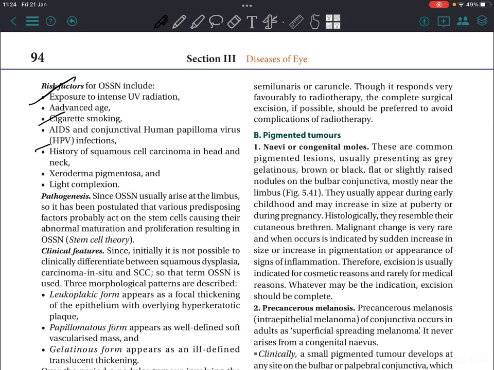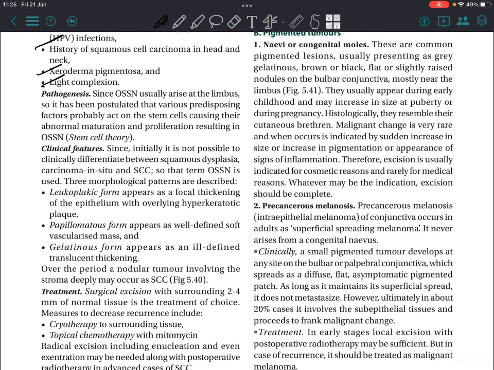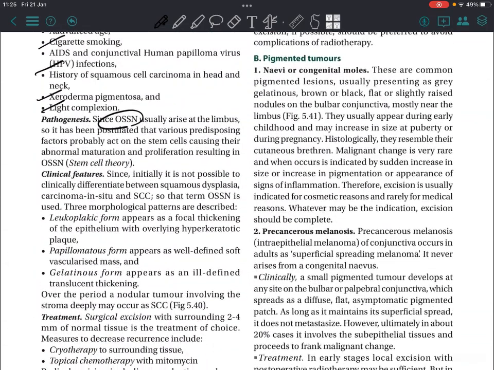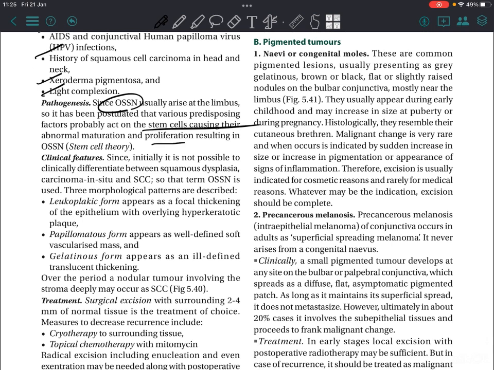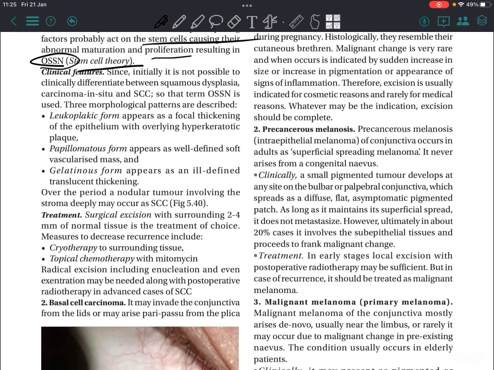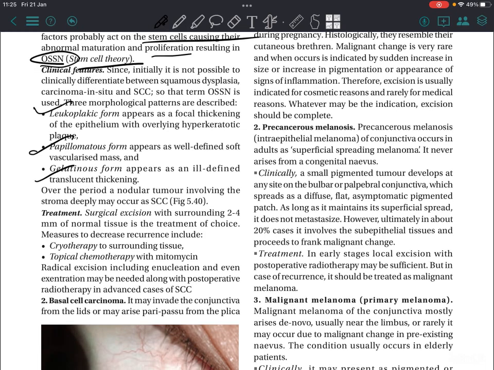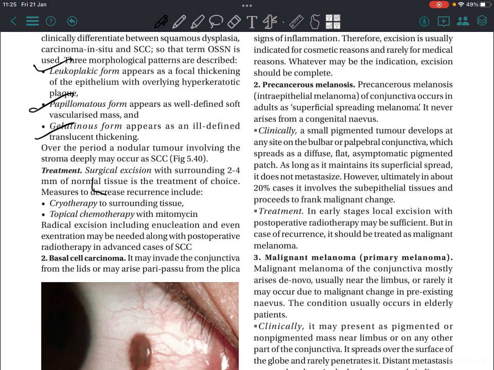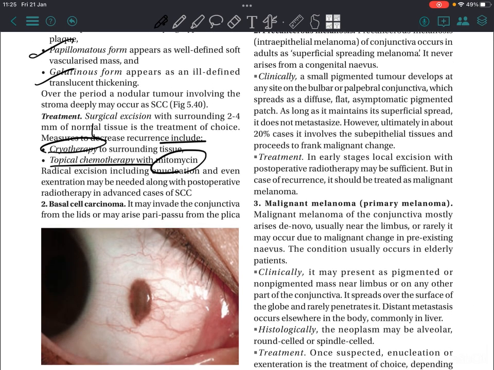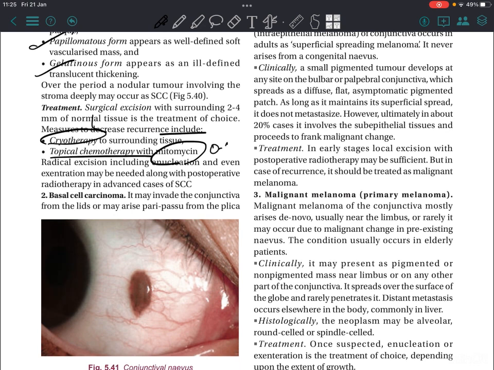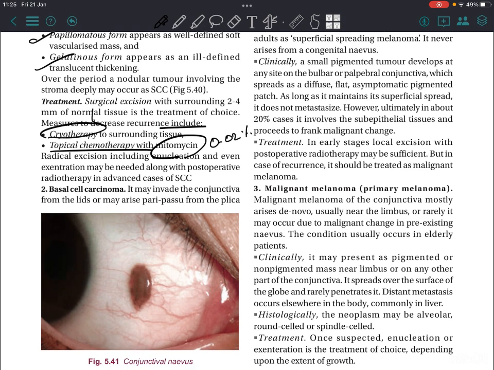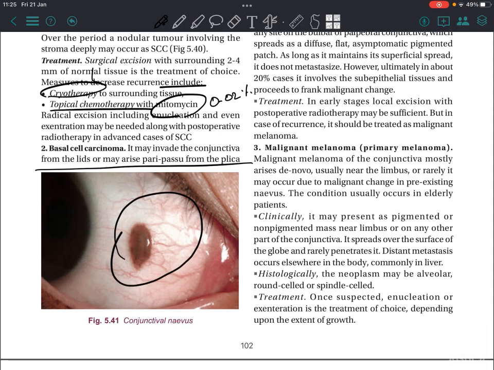Risk factors: pathogenesis. Since OSSN also occurs in limbus, it has been postulated that various predisposing factors probably act on stem cells, causing abnormal maturation and proliferation, resulting in the OSSN stem cell theory. Clinical features: leukoplakic form, papillomatous form, gelatinous form. Treatment: surgical excision. Measures to decrease recurrence include cryotherapy, topical chemotherapy with mitomycin 0.002%. Basal cell carcinoma, it may invade the conjunctiva from lids or may arise de novo from the plica, similar to congenital nevus.